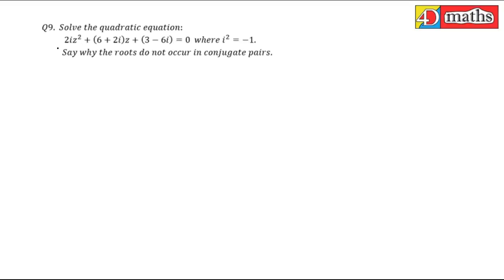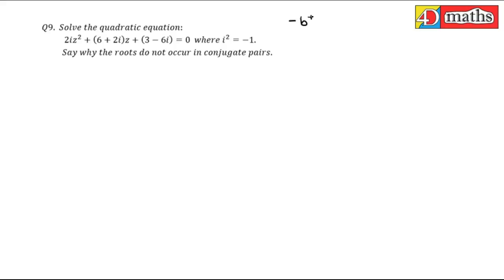Okay, solve the quadratic equation 2i z squared plus (6 plus 2i) z plus 3 minus 6i, and state why these roots do not occur in conjugate pairs. Okay, so this is a quadratic equation. I'm going to solve it using the minus b formula.